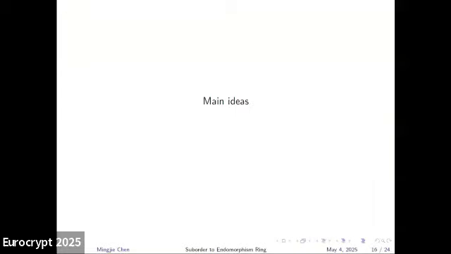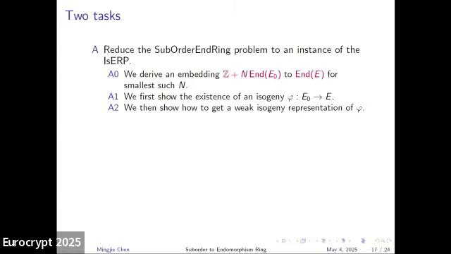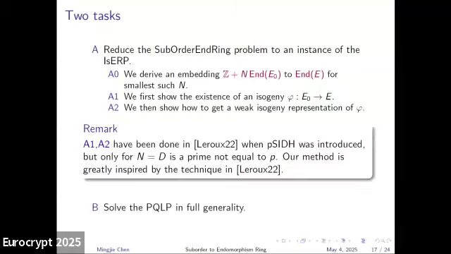OK, so how am I going to relate the problem of suborder ring to isogeny ring? That's the main idea in our paper. We identified two tasks, essentially. The first one is to reduce one instance of suborder ring to an instance of the easy ERP. Then if we solve easy ERP, we solve suborder ring, right? Another task is to solve the PQLP in full generality. We basically want to remove the condition on the number of prime factors.